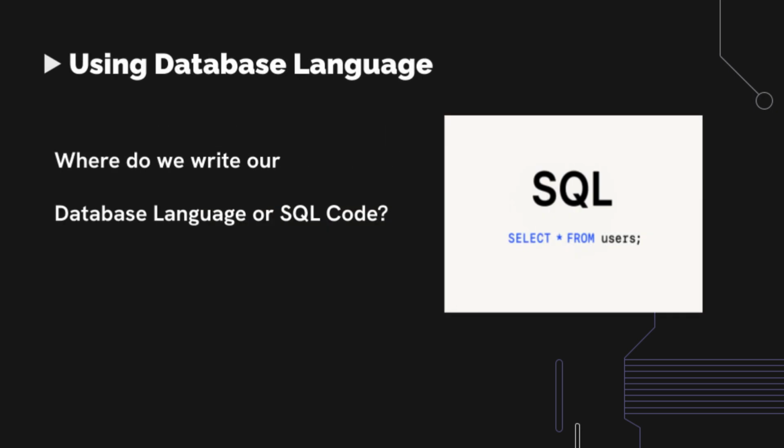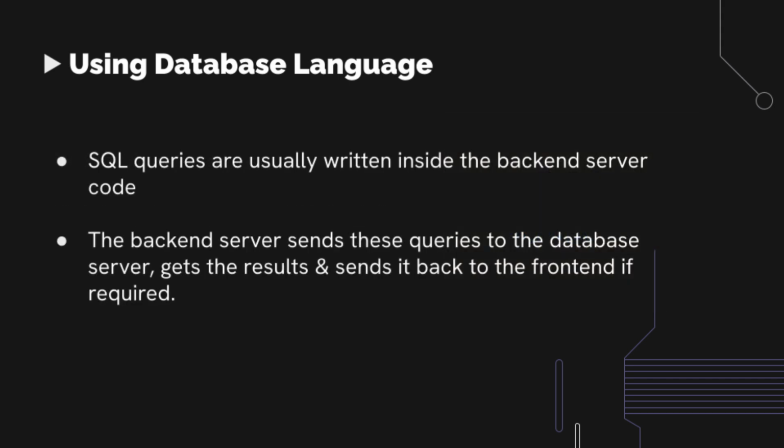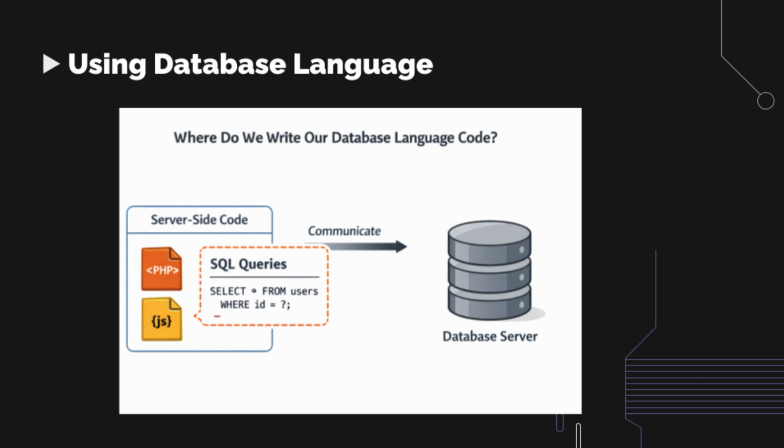The question is, how and where do we write our SQL or any database language code? We do not write our database language code on the database server. So where do we write it? We actually write our database language code on the backend server, alongside server-side languages like PHP or Node.js. We use database languages to communicate with the database server from our backend server. The backend server connects us to the database server to update or fetch the data.